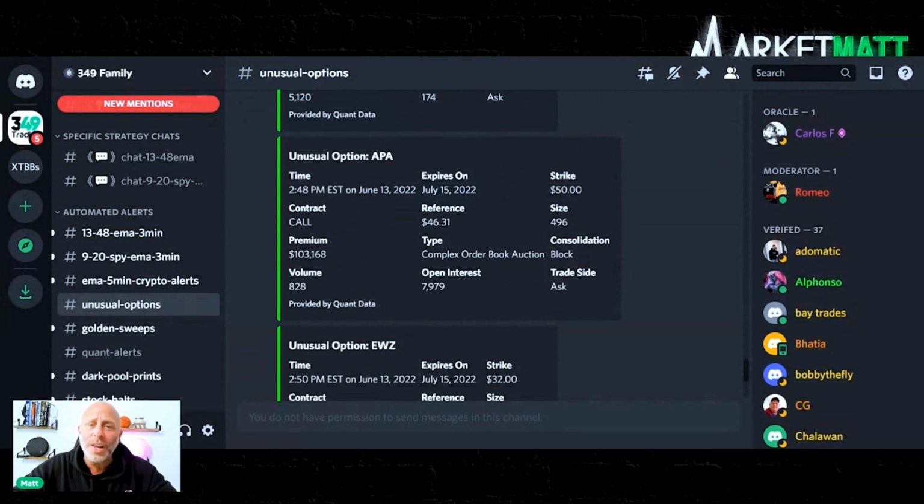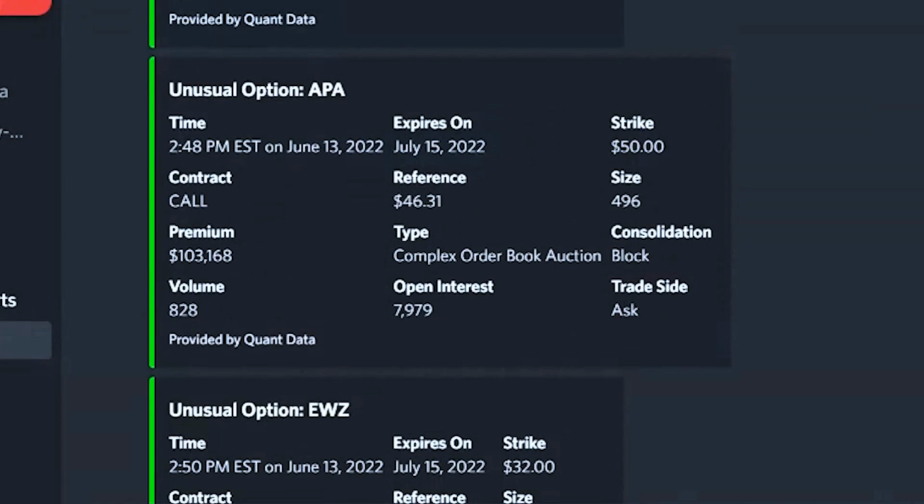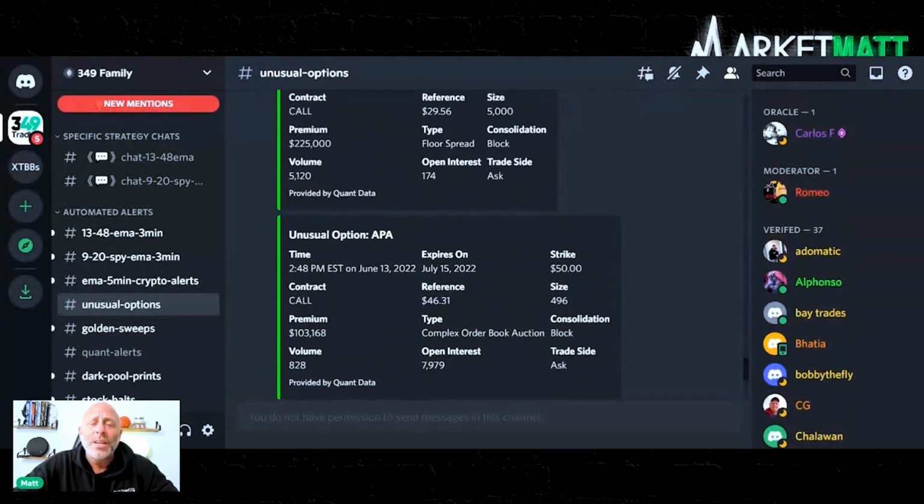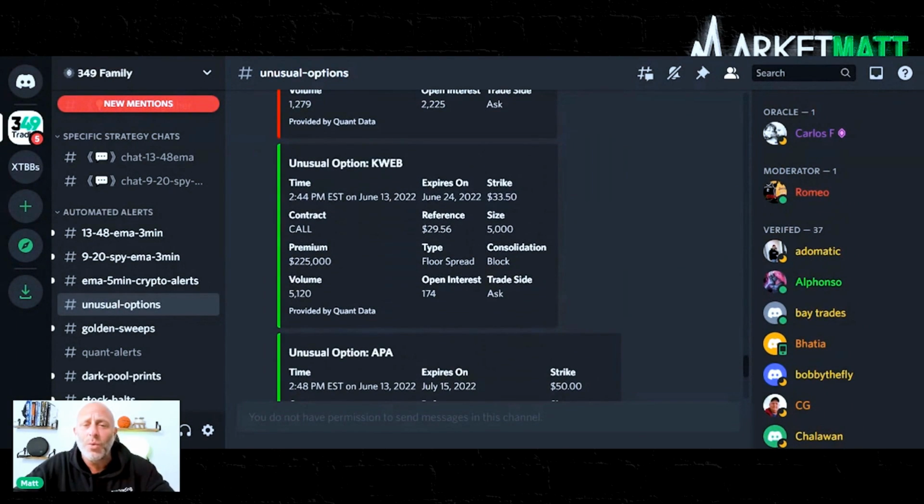Let's go back to 2:48 p.m. APA, size about 500 contracts. Open interest about 8,000. Again, it's an ask side trade. That's a call. So that is bullish. Now, in order for this to be a bearish trade, you would have to see the trade side being a bid. So let's just go up a little more to see if I can find one there.